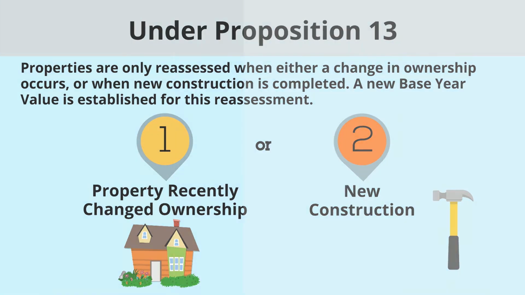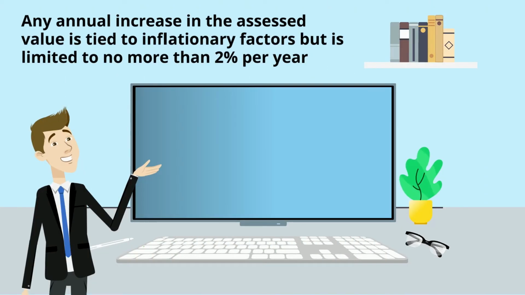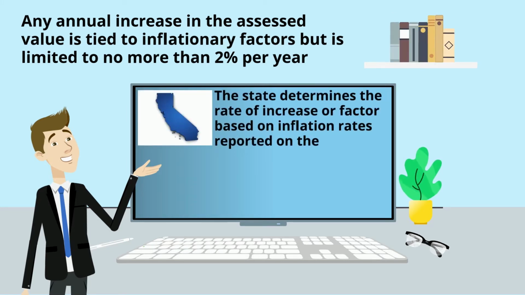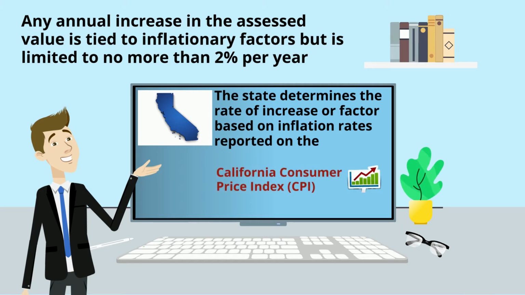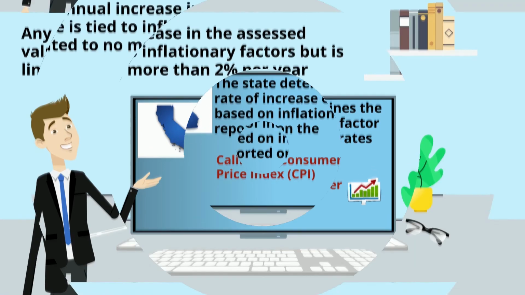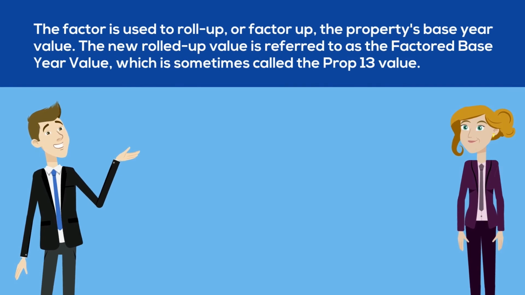Also, any annual increase in the assessed value is tied to inflationary factors but is limited to no more than 2% per year. The state determines the rate of increase, or factor, based on inflation rates reported on the California Consumer Price Index. This factor is used to roll up, or factor up, the property's base year value. The new rolled-up value is referred to as the factor base year value, which is sometimes called the Prop 13 value.